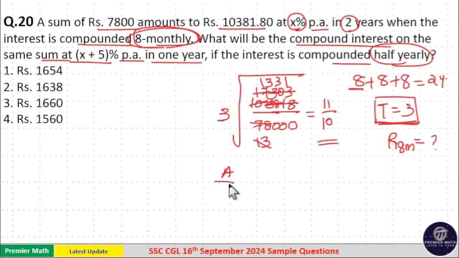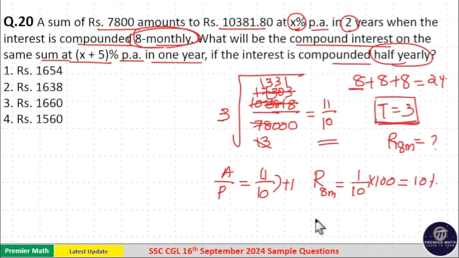That is, here amount and principal ratio for 1 year is equal to 11 by 10, which means here interest generated is 1 part out of this 10 part principal. Then rate percentage for 8 months is equal to 1 part interest out of 10 part principal into 100, which is 10%. Now, we need rate percentage for 12 months. For 8 months it is 10%. For 4 months it is 10 by 2, 5%. Then for 12 months it is 10 plus 5, 15%.